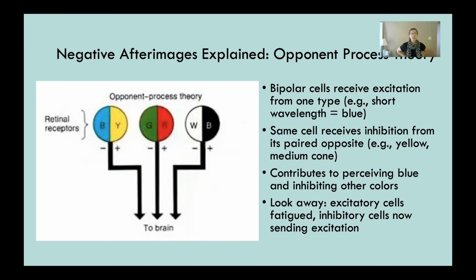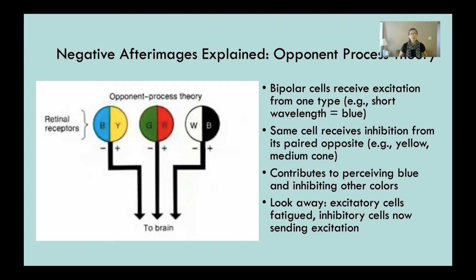And then for the white-black one, this bipolar cell is going to send an excitatory message to the brain when you get input from all your cones mixed together pretty much equally. So we know that black is kind of like all colors mixed together, right? And then when it's inhibited, you're going to see white.